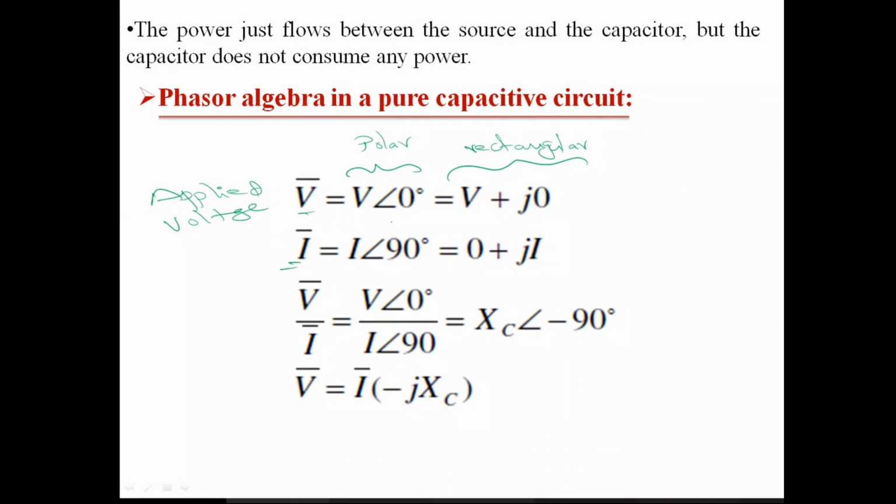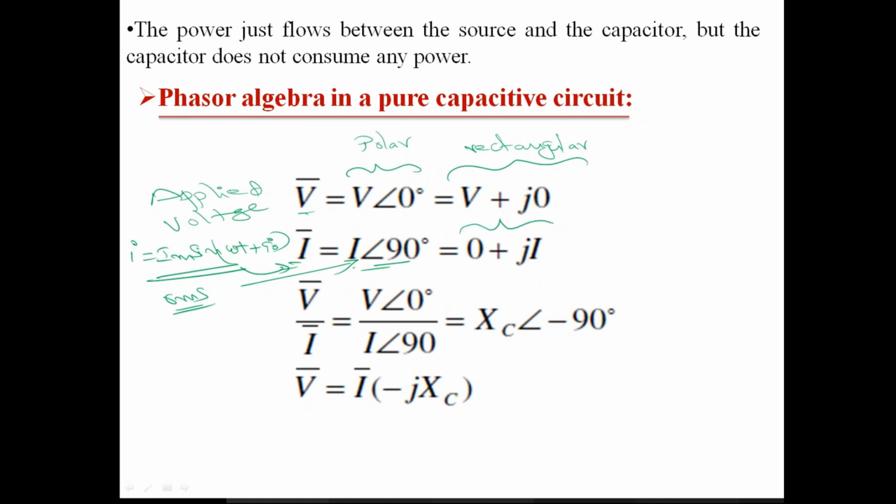Then the current, we know the current expression here is i equals Im sin(omega t plus 90 degrees or pi by 2). So this trigonometric expression can be represented in phasor form as I angle 90 degrees, where here the I is once again RMS. Please keep it in mind.